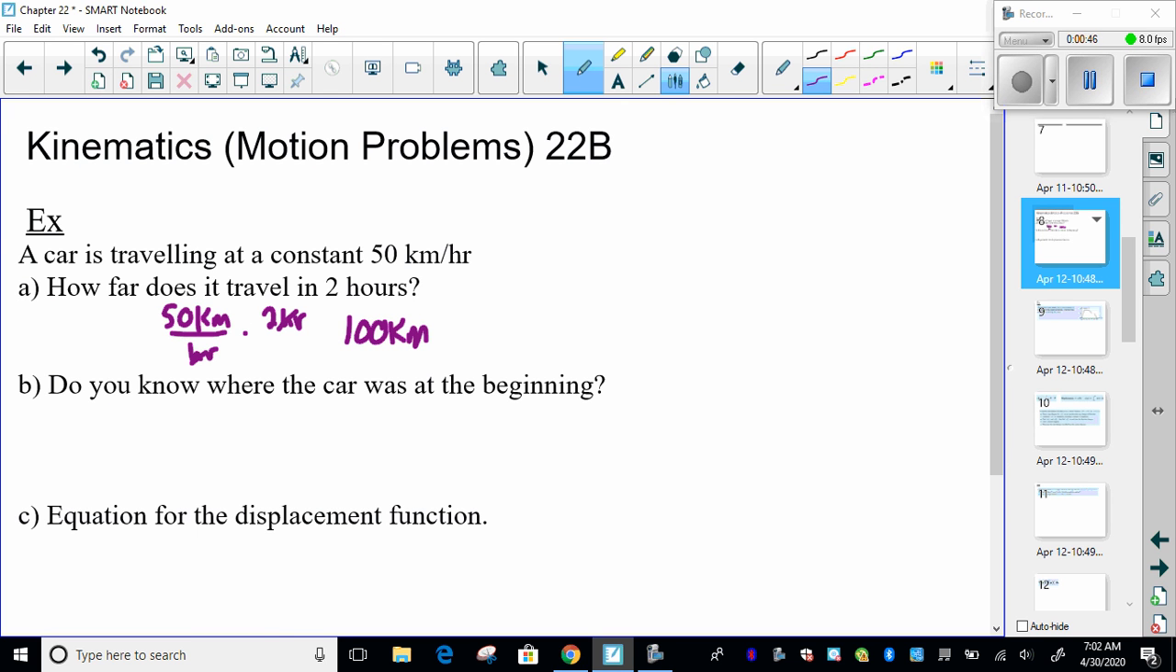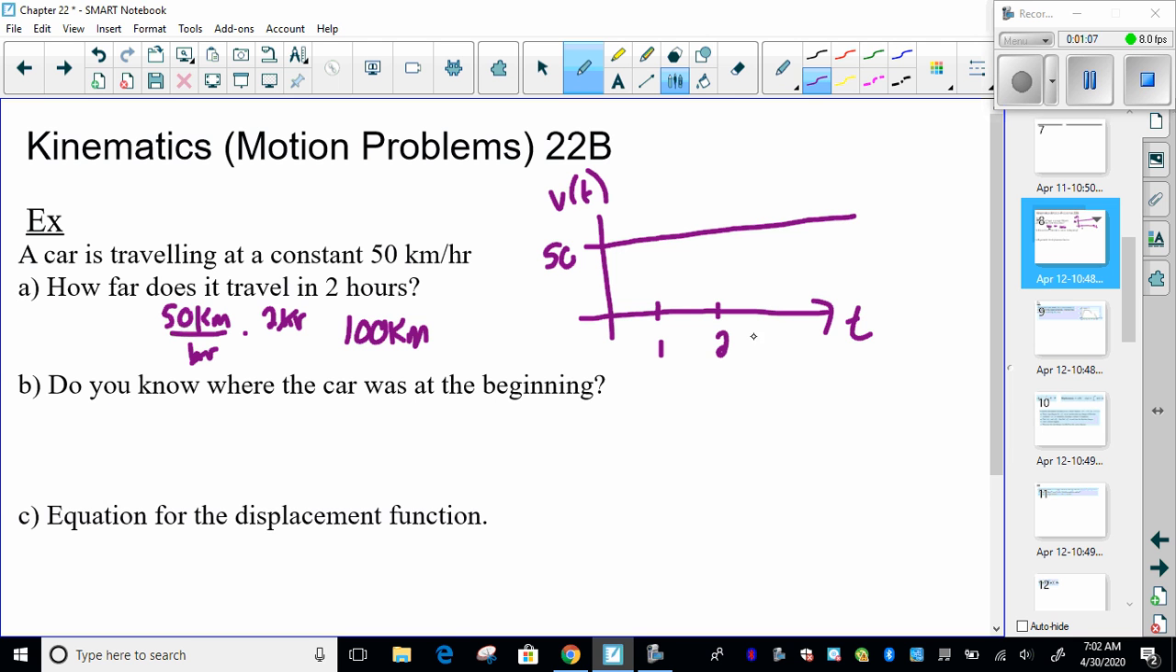However, we could actually also do this calculus-based. If we did this calculus-based, we have a velocity time graph. So this is our time, this is our velocity. Our velocity is constant. We're going at a constant 50 kilometers per hour. And then our time, we can travel for 1 hour, 2 hours, 3 hours, etc. So if we're traveling for 2 hours, we are finding the area inside here.